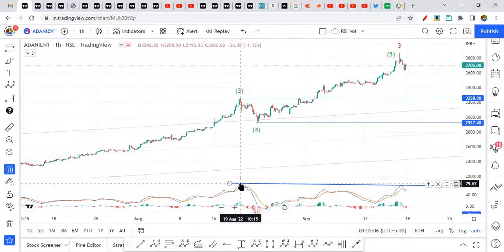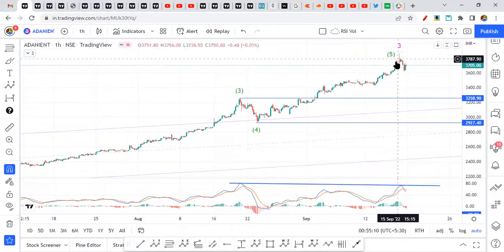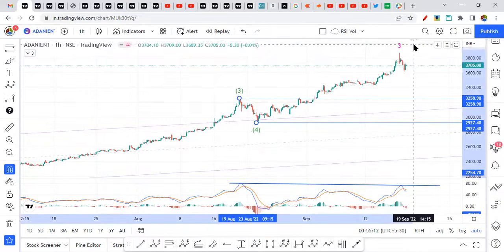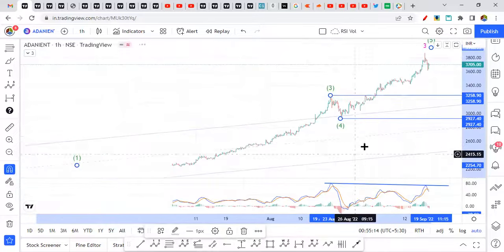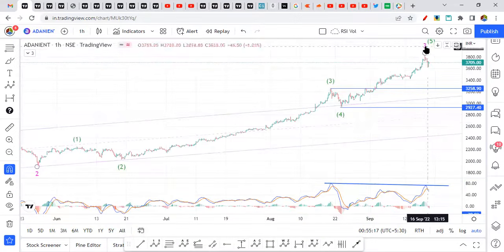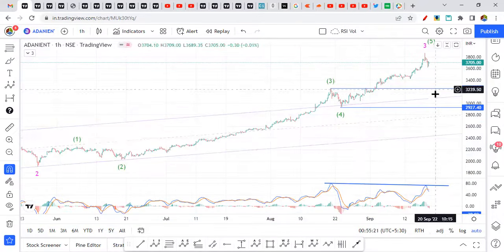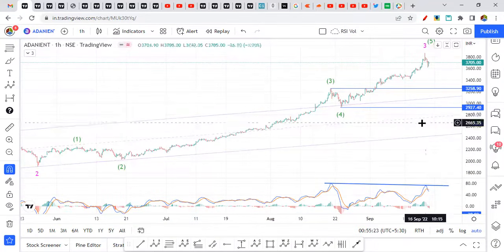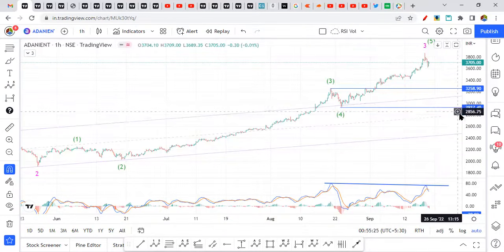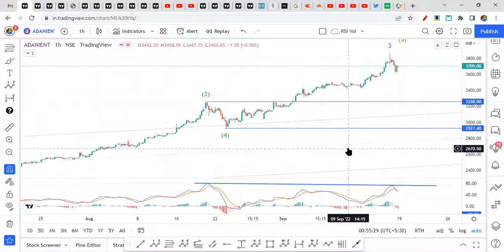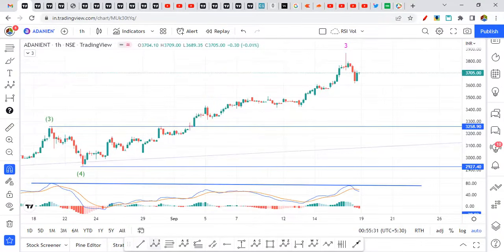Okay, so this is a negative divergence formed between third and fifth. So fifth could be still in progress, which is this green. This pink will complete third. Just remember, it can pull back towards 3000 or 2927. So now when you check here, you can see Elliott waves 1, 2, 3, 4, and 5.